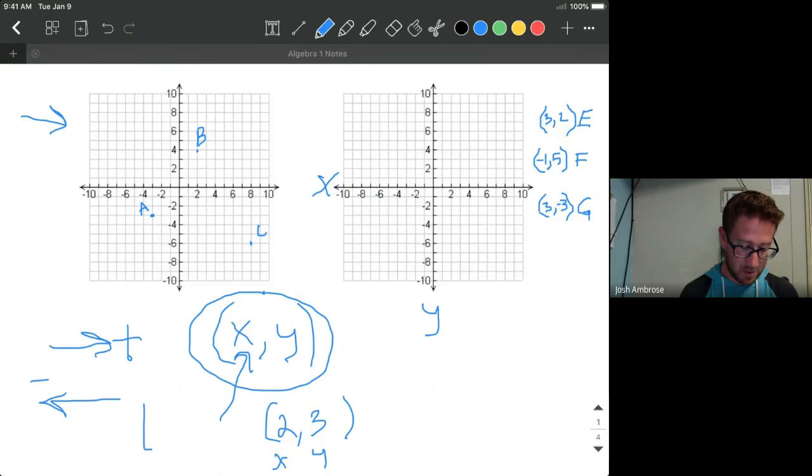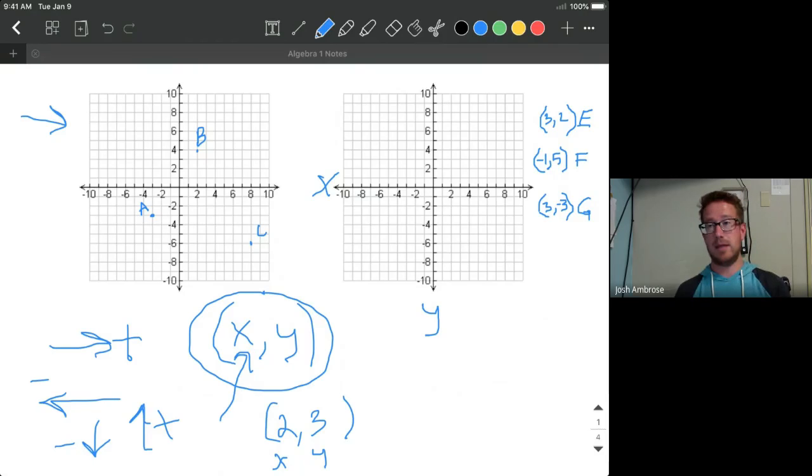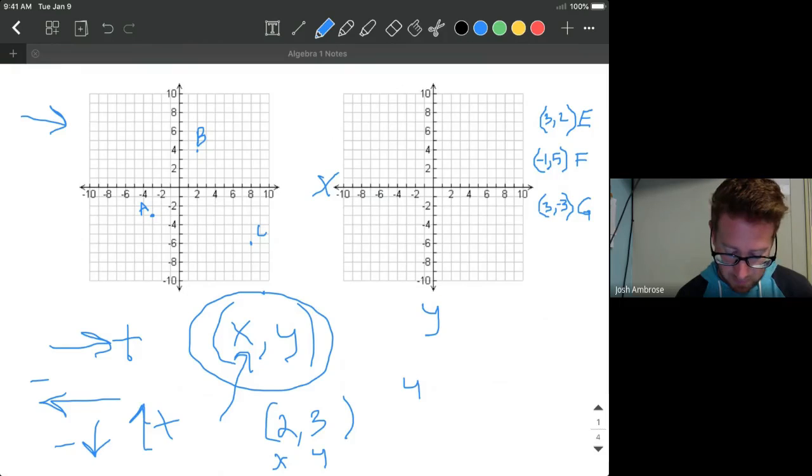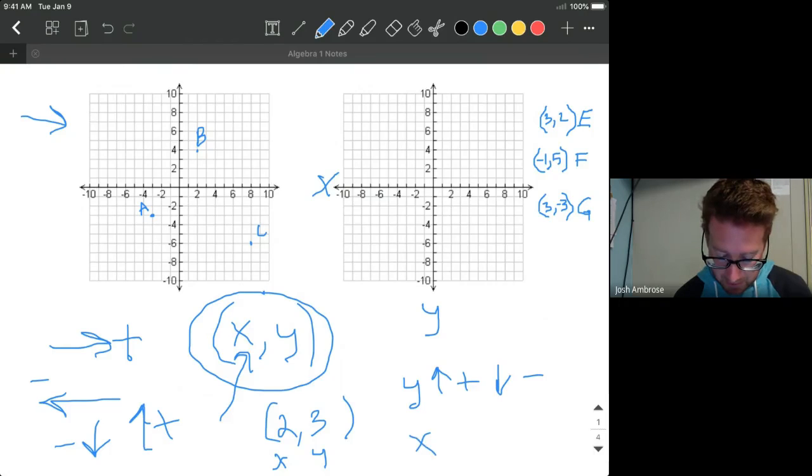And if you go up, that is a positive number. And if you go down, that is a negative number. Okay? So up or down is Y. Y, we either go up, positive, or down, negative. And X, we either go to the right, which is positive, or we go left, which is negative.